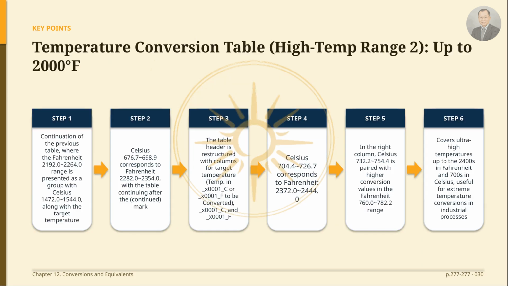Following the previous table, this slide is a temperature conversion table covering the ultra-high temperature range, specifically the 2400s in Fahrenheit and the 700s in Celsius. For example, 704.4 degrees Celsius converts to 2372.0 degrees Fahrenheit, providing corresponding values for these extreme temperature ranges. Since not all figures are listed, engineers should first identify the temperature to be converted, and then find the necessary values in the Celsius and Fahrenheit columns. This data is useful when precise temperature conversion is required in extreme temperature environments of industrial processes.